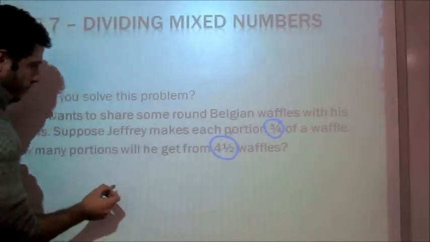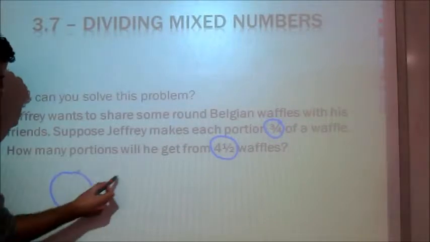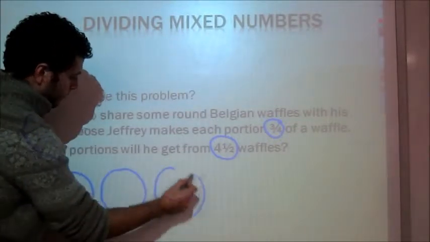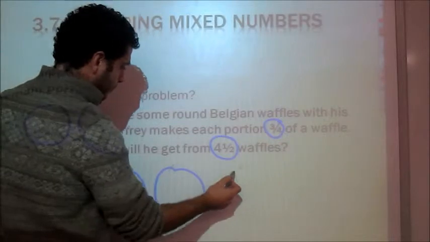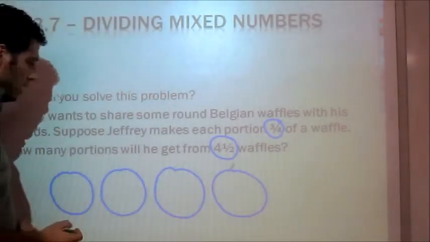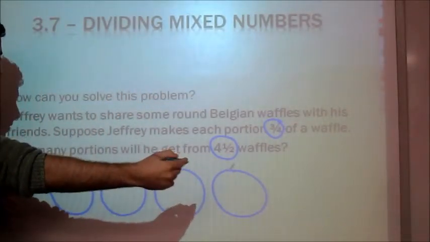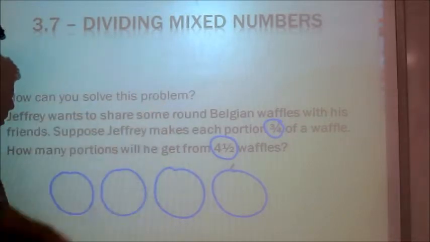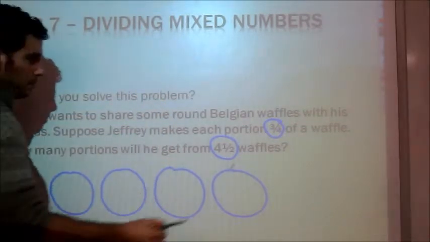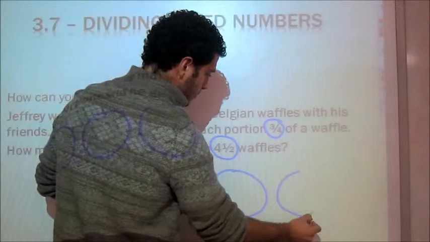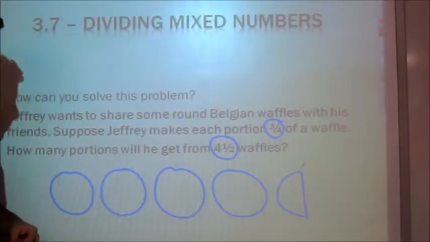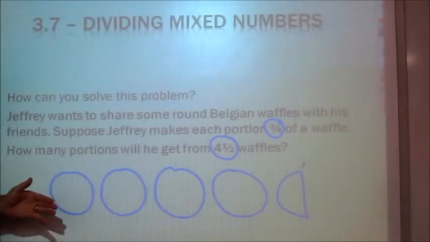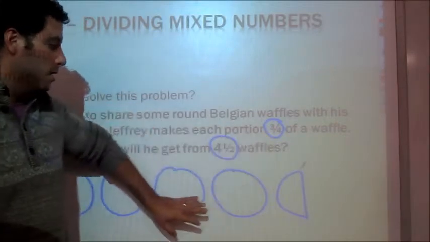So let's start by representing 4.5 waffles. And we can do this on a number line with a number line that goes to 5, let's say, and we can number it up to 4.5, or we can use fraction circles, and that's the method I'm going to show you here. So now I've got 4.5 waffles. Now we're trying to figure out how many portions of this size are in these waffles.